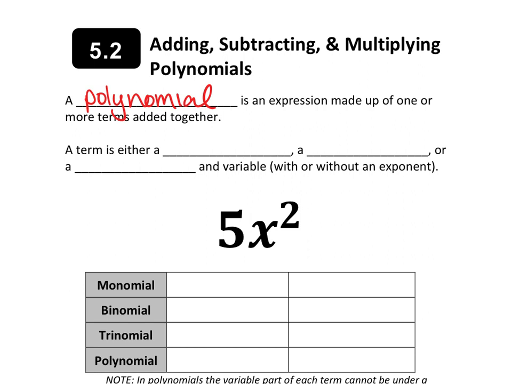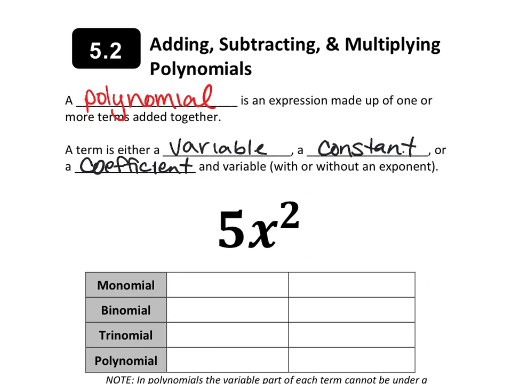That's a great question. A term is either a variable, a constant, or a coefficient and a variable. Okay, so those words you're going to be hearing a lot. Some of them are familiar, some of them may not have ever been directly clarified for you.